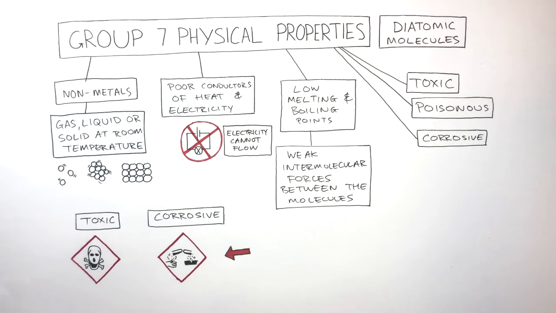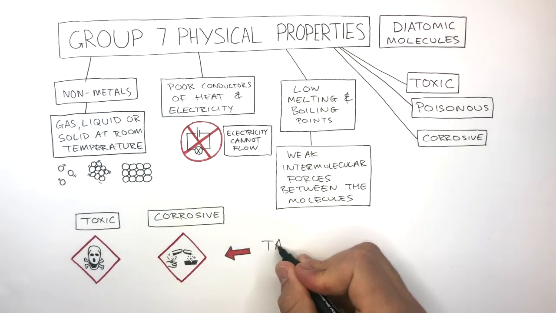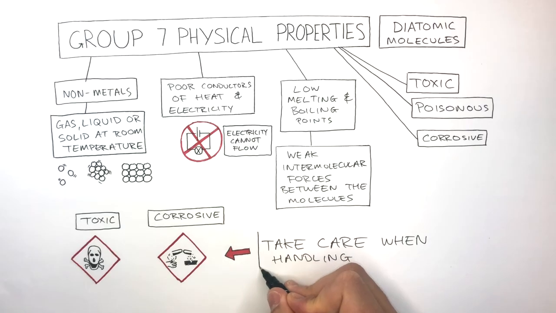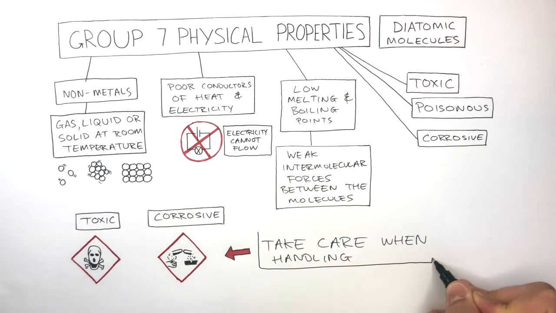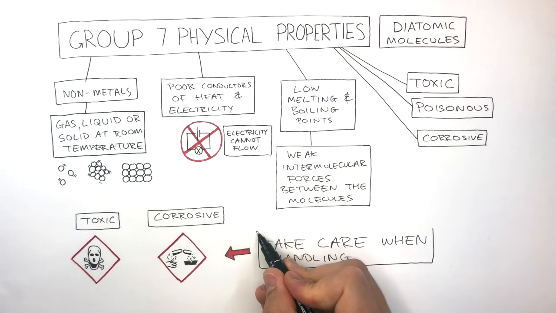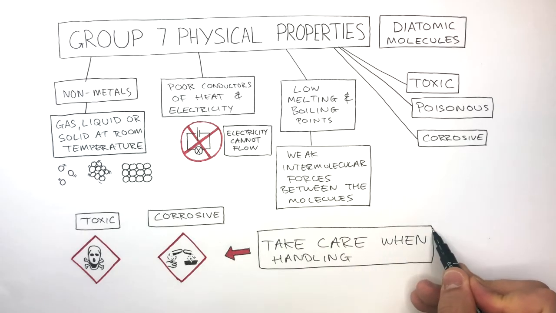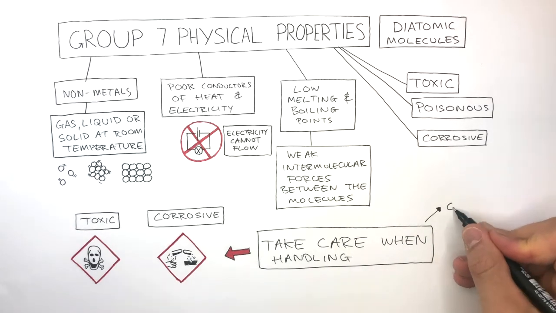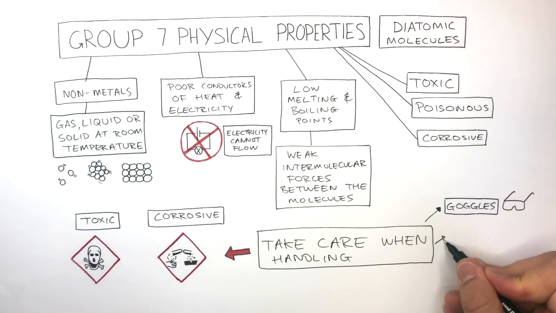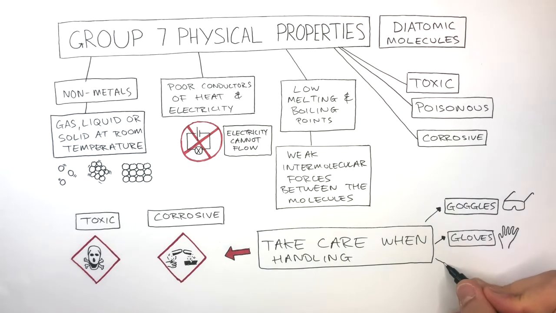So because they're toxic and corrosive, you must take care when handling. This means you need to do something to reduce the risk of these substances causing harm. To protect your eyes, you can wear goggles. To protect your hands, you can wear gloves. And to further protect yourself, you can use tongs when handling substances.